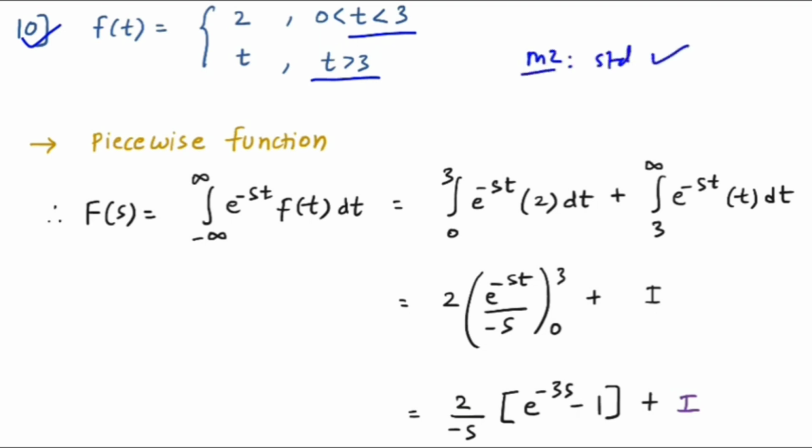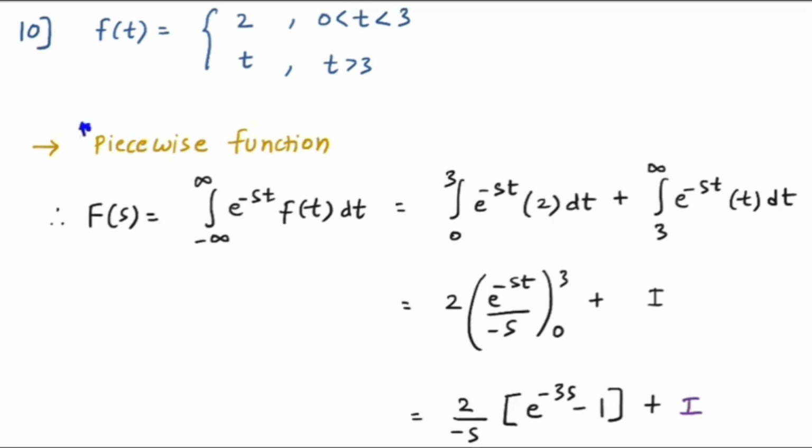Why? The reason being, the standard result works when your time is 0 to infinity, or when your time is minus infinity to 0. In that case only your standard results work, but here it won't work because your range is 0 to 3 and the second range is 3 to infinity. In that case you have to use the standard definition, which is method 1. You have to solve the integration.